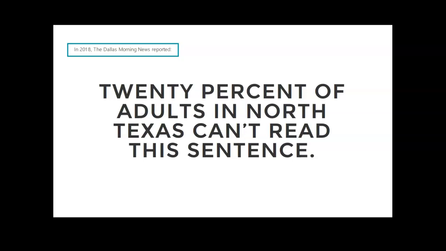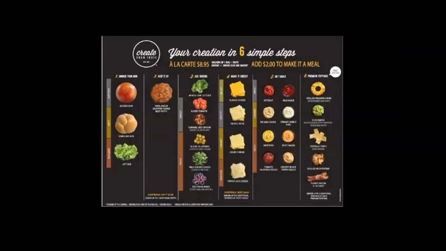20% of adults in North Texas can't read this sentence. That was in 2018. The projected number for 2019 is that we're at 26% of adults in North Texas who can't read this sentence, and these are people who are able to speak English. And that should be really scary. So you might see this and be like, well, what does that have to do with business? It has a lot to do with business and how we think about how we communicate.